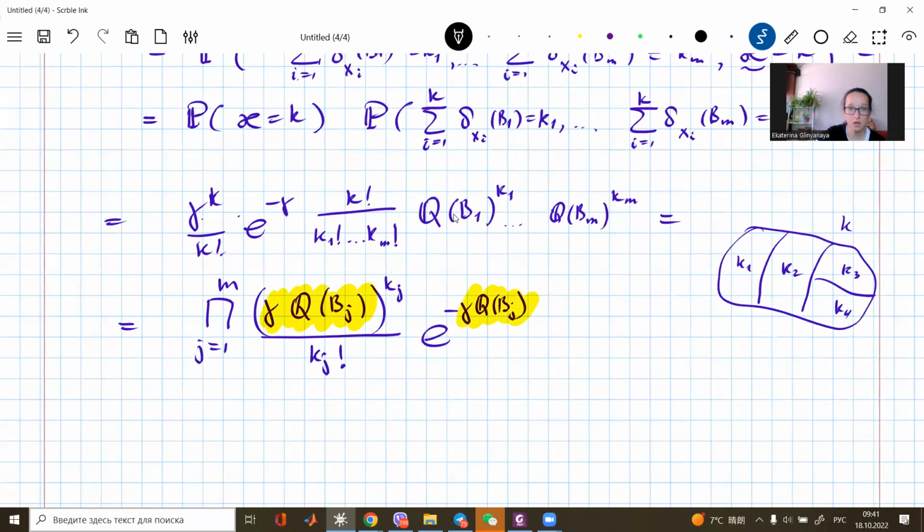So this shows us that indeed these random variables, eta of b1, eta of b2, and so on, eta of bm, are independent.